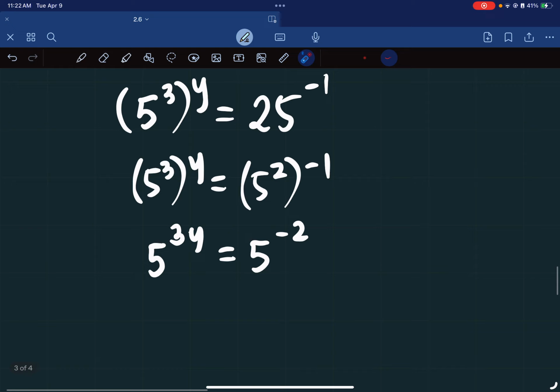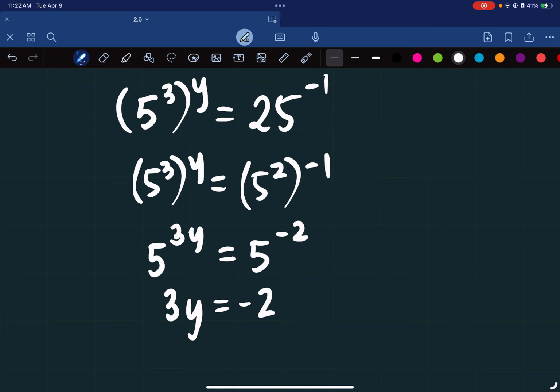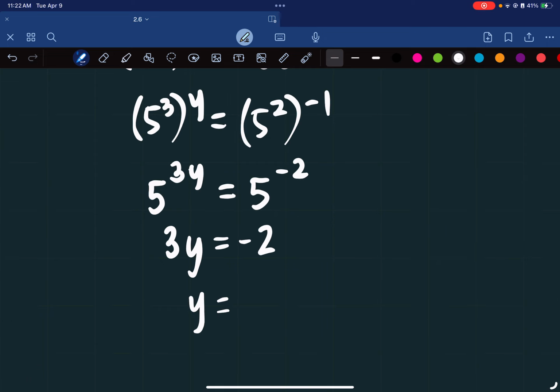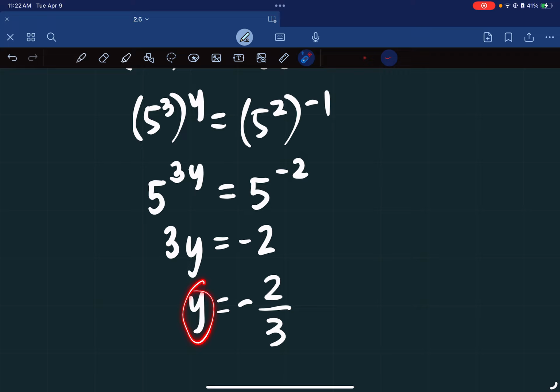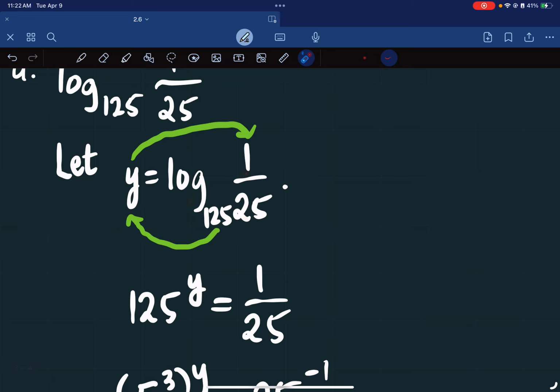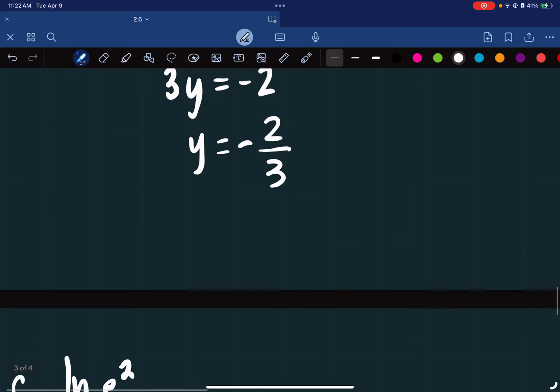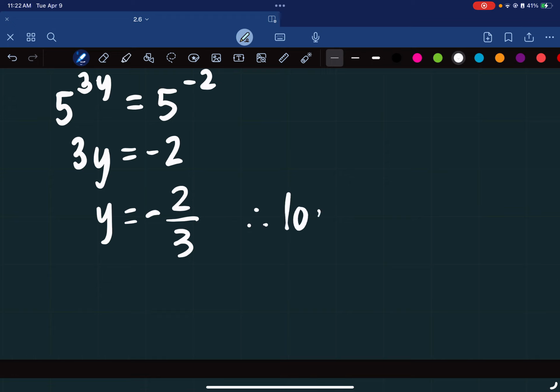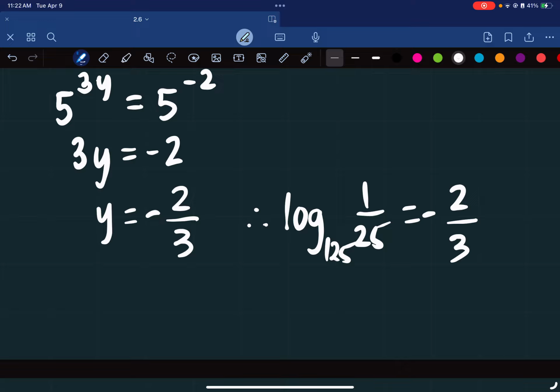And as you can see, we have two exponents here with the same base. So that means we can equate their exponents. So we have 3y equals negative 2, which finally would give us y equals negative 2/3. But again, what is y? Based on our very first step, y is log of 1 over 25 base 125. So this means that log of 1 over 25 base 125 is equal to negative 2/3.